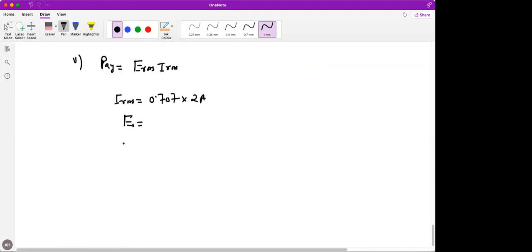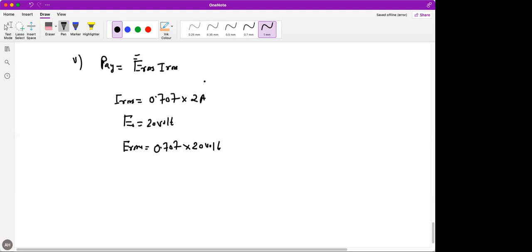Shazada, how will you calculate ERMS? See, for this, I need ERMS. How much would be ERMS? Shazada, your mic is not working properly. You can type your answer also. How much is ERMS in terms of E naught? Same relation, na? 0.707 into E naught, 20 volt.